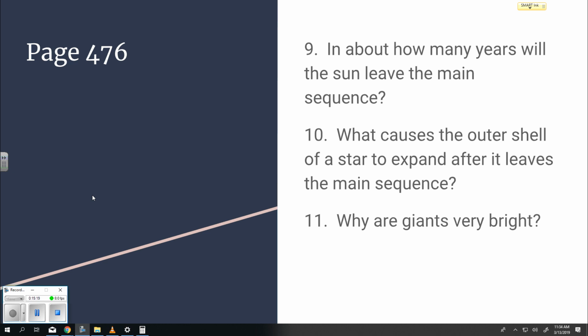Question 11. Why are giants very bright? Answer. They have large surface areas.